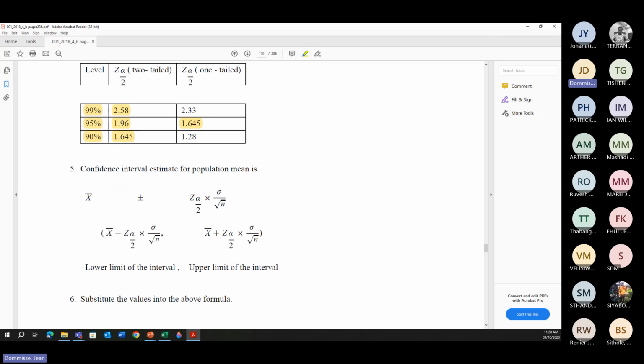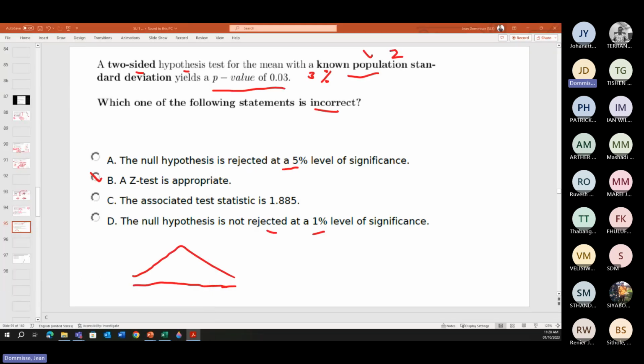I also want to get to the Z table so that we can get the last one. I just want to quickly get to the Z table so that I can show you that as well. Okay, so if the p-value is 0.03, what is this area and what is that area?